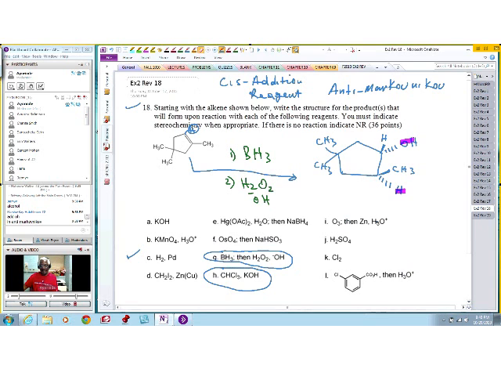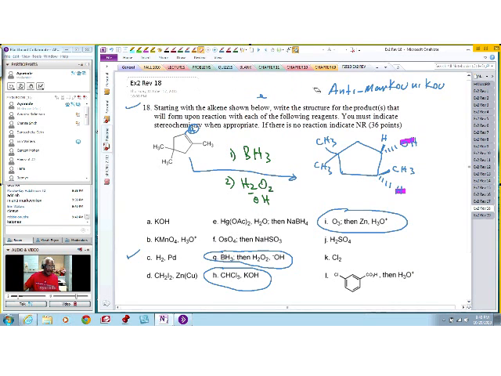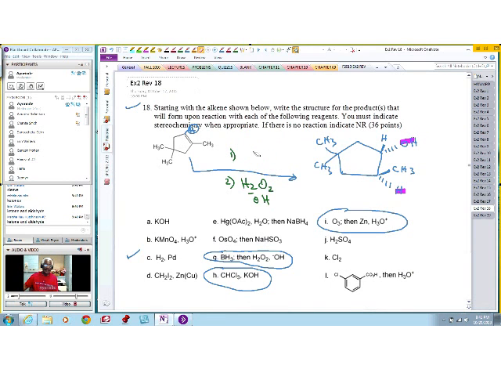How about this one here? What does this reagent do? Anybody? Okay, cleave. What does it cleave to give? You need to know exactly what it does. Ketones or aldehyde. Excellent. Ketone or aldehyde. This carbon here becomes an aldehyde because you have hydrogen attached to it.